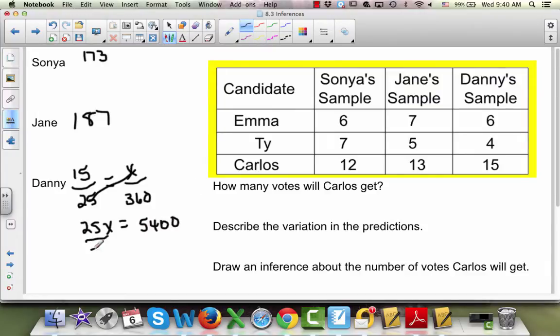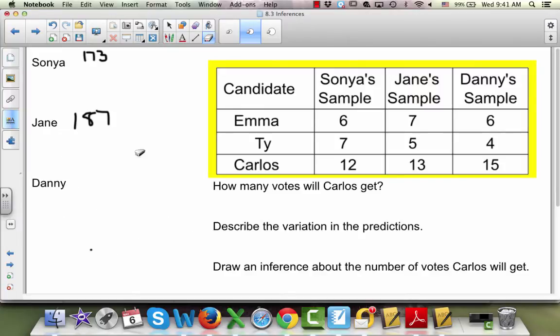We divide both sides by 25, put our line, divide by 25, and that gives us x equals 216. So based on Danny's sample, we can infer that Carlos will get 216 votes. Let's write that over here. So how many votes will Carlos get? According to Sonia, 173, according to Jane, 187, and according to Danny, 216.